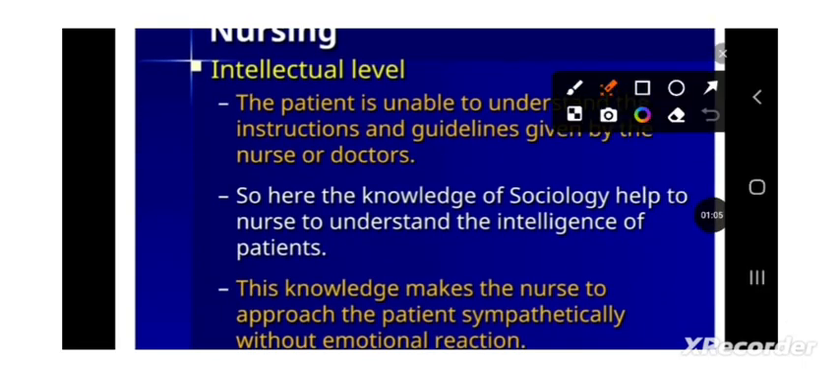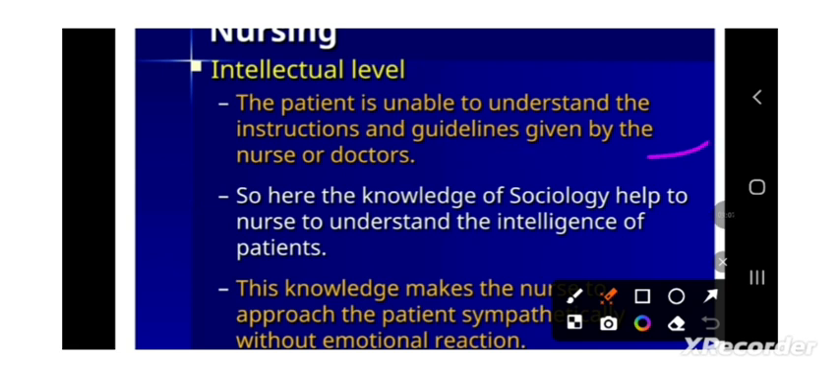The patient is unable to understand the instructions and guidelines given by the nurse or doctors. Adapting instruction: when the patient is unable to understand instruction, sociological knowledge helps the nurse assess the patient's intelligence, education, and health literacy. Sympathetic approach: this awareness allows the nurse to approach the patient systematically, adjusting the communication method, for example using simpler language and visual aids without emotional reaction or frustration, ensuring the patient receives the necessary information for their care.